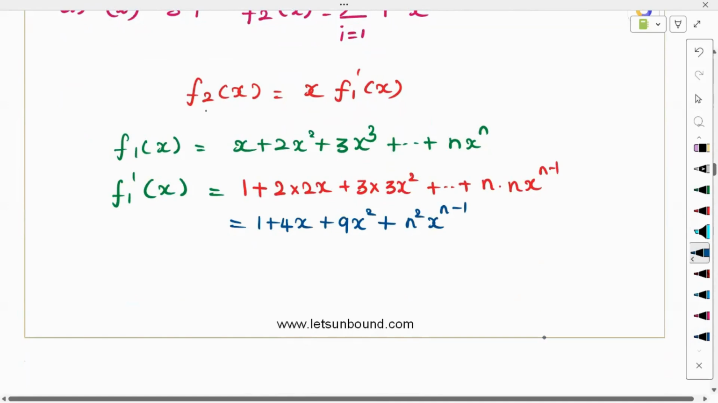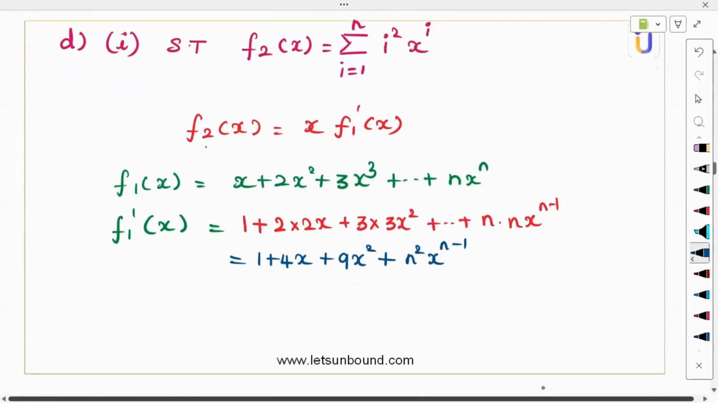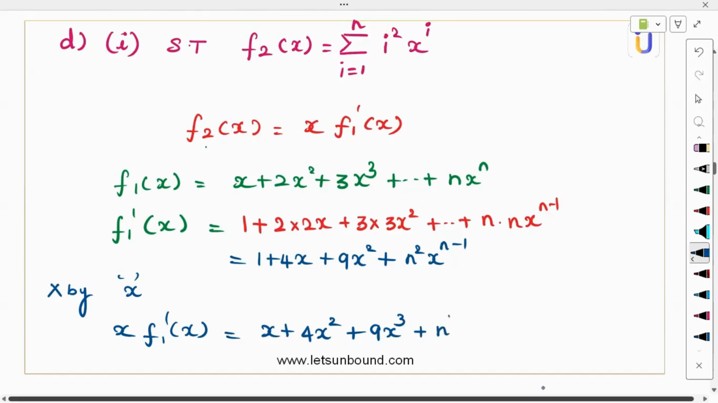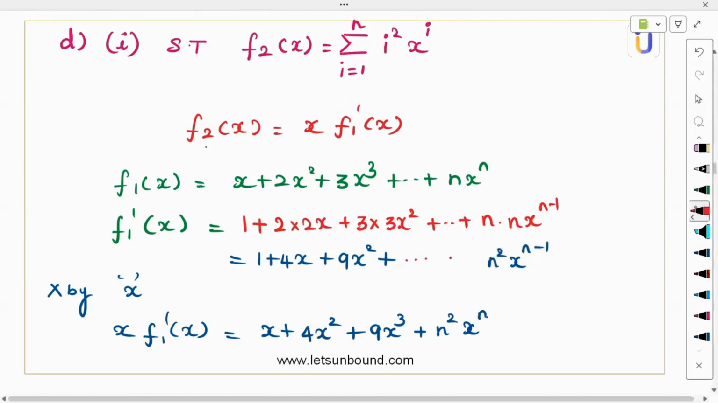But what I need to prove is that f2 of x is x f1 dash of x, right? So let me multiply by x. So x f1 dash of x is x plus 4x square plus 9x cubed and so on plus n square x power n. Actually, in this form it should have a plus and so on, I missed it. Let me add it up here. Just note it. Here too.